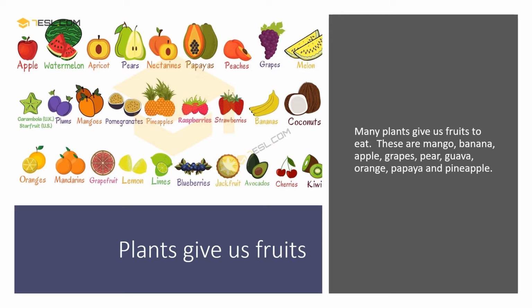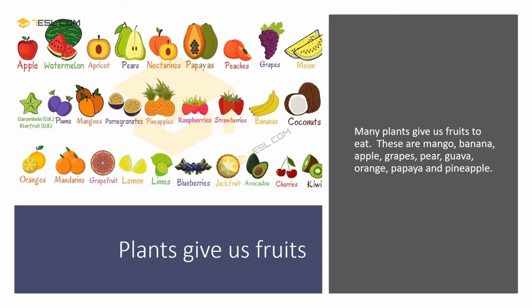Now let us read the textual line. Plants give us fruits. Many plants give us fruits to eat. These are mango, banana, apple, grapes, pear, guava, orange, papaya and pineapple. These are not all the names, children. There are many more. Look at the list, the pictures out there. There are raspberries, strawberries and many more. But the textual line gives us these fruits so that you remember these spellings also.